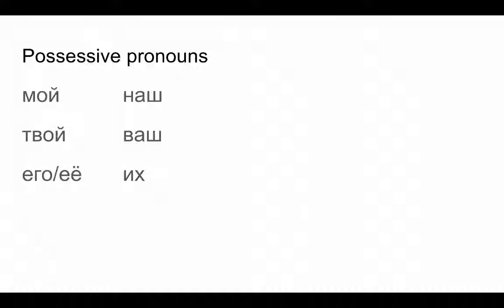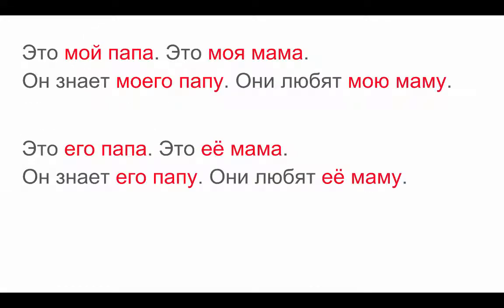Remember that these possessive pronouns, мой, твой, наш, and ваш, are adjectives, and so they will follow the gender of the noun that they go with. So while we'll say мой отец, we'll say моя сестра. Let's take a look at these sentences. Это мой папа, это моя мама. Он знает моего папу. Они любят мою маму.